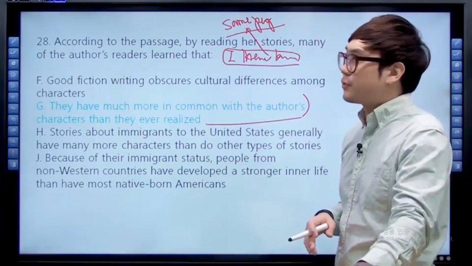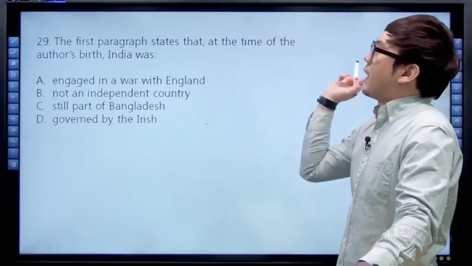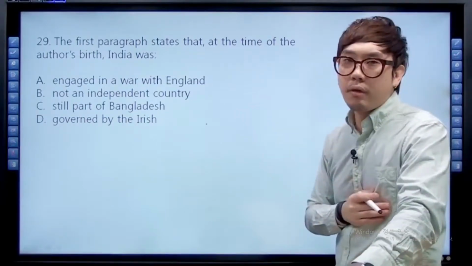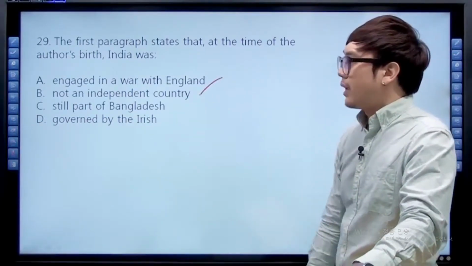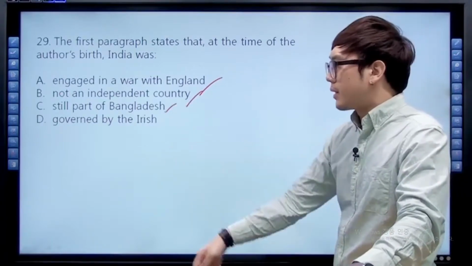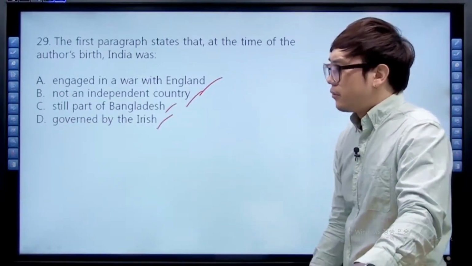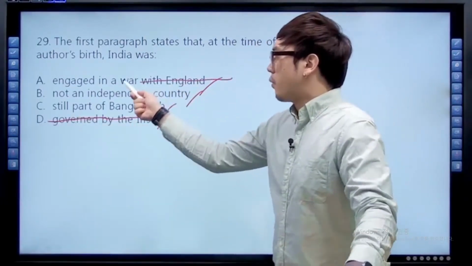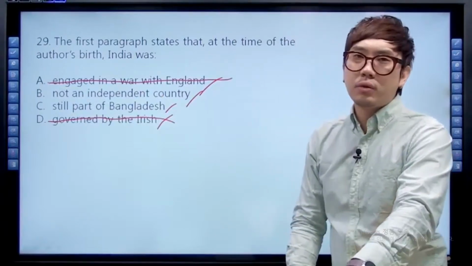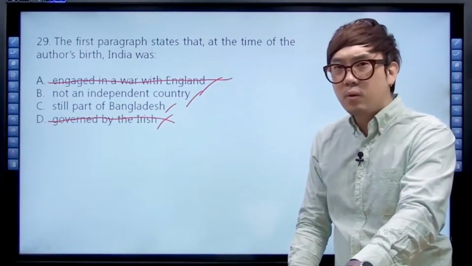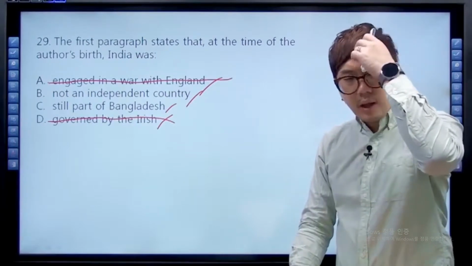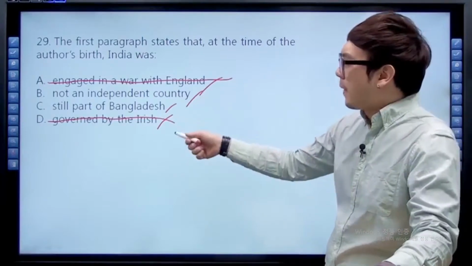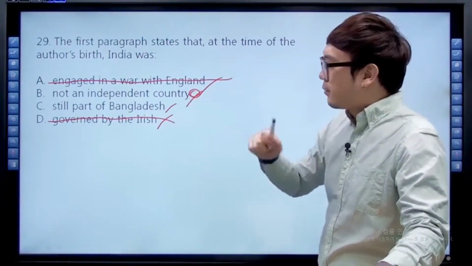Okay, good. Next question, 29. The first paragraph states that at the time of the author's birth, India was like what? Was it engaged in a war with England, not an independent country, still part of Bangladesh, governed by Irish? Now, from history, it wasn't really governed by the Irish. It did not engage in a war with England. They had no absolute resources. They had no power. They had no arms. They had nothing to really compete against, or at least raise war against England. So that's not true. From the passage, India was not an independent country.